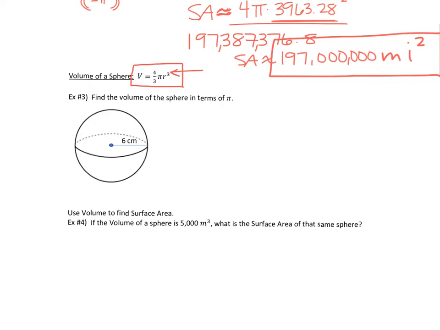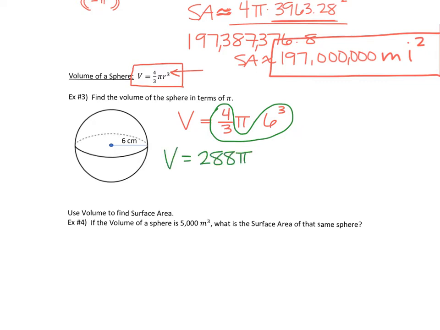So this one says find the volume of the sphere in terms of pi. So we're going to say volume equals 4/3 times pi times the radius cubed, okay? And again, in terms of pi means we're just plugging this in. So you can plug in 4 divided by 3 times 6 to the 3rd power, and you should get, I would plug this in if I were you just to make sure you're getting it, 288 times pi cubic, because it's volume, centimeters.